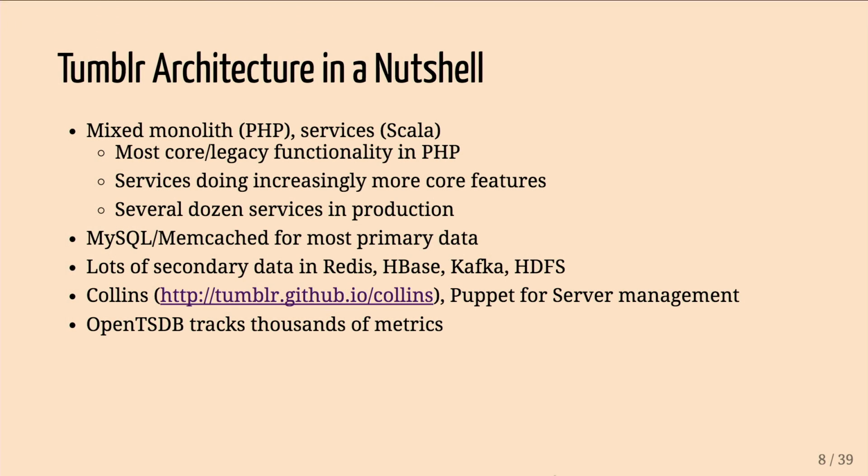For our data, almost all of our primary data is in MySQL and memcached. So we have hundreds and hundreds of MySQL machines, many of them running on SSDs. At the same time, we also have many, many memcached machines. I don't know how many terabytes of RAM we're using, but it's quite a few. But we also have a lot of secondary data, in Redis, HBase, and Kafka. We're really ramping up with Kafka more recently, and HDFS has a lot of things like logs.